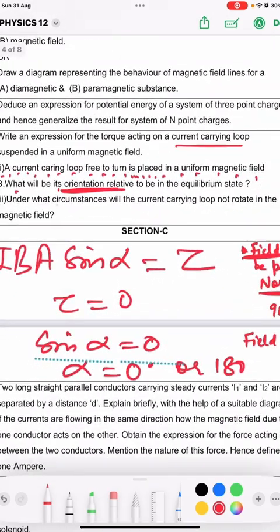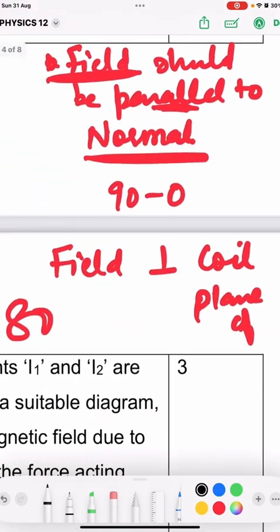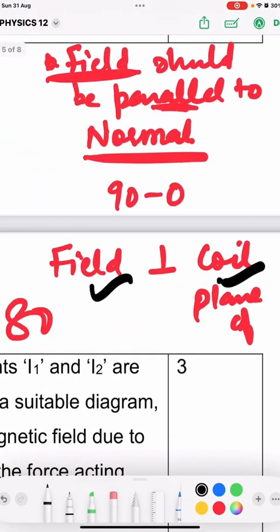Question number 2. Under what circumstances will the current carrying loop not rotate? So when torque is 0. Again, what is the meaning of torque 0? Sine alpha 0. And so same answer will come. Sine alpha 0, but you should leave your answer only in terms of field and coil.